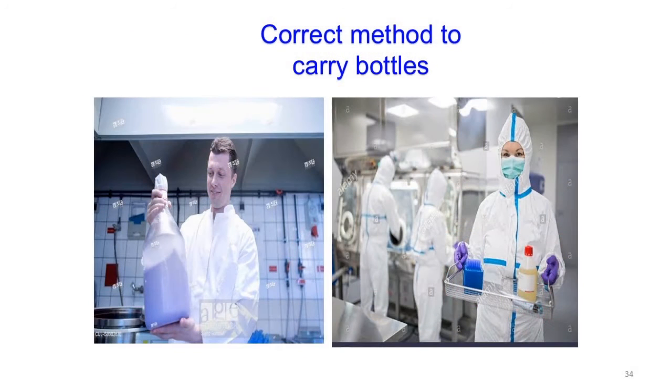See the correct method to carry bottles. One hand below the bottle and one hand on the neck of the bottle. So to carry a bottle, we have to hold it this way, not just one hand on the neck or around the bottle. One hand should be below the bottle, or, another method, better use a tray. Keep all bottles in a tray or in a bucket and carry them, not just holding the neck. So this is the correct method to carry bottles.